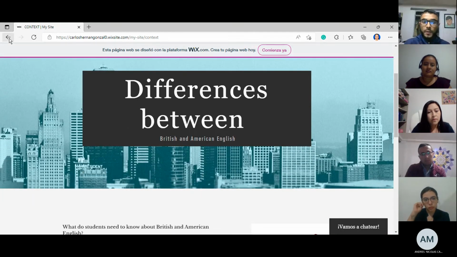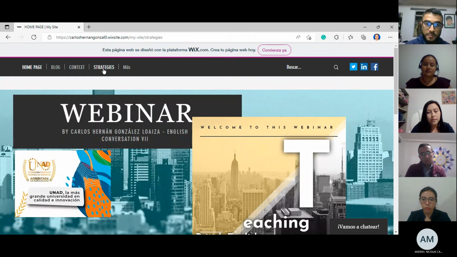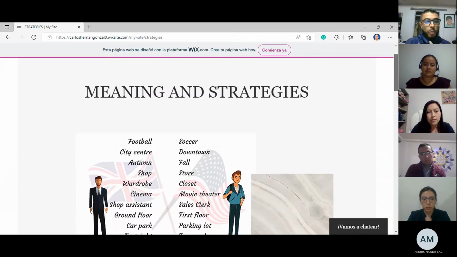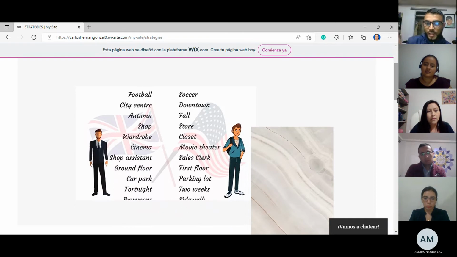Now, in the next part, you can find the strategies. How important is it for the teacher to use different strategies in the classroom? For example, what is the meaning of the different words between British English and American English? You find different expressions, slang words, or words like football and soccer, shop or store, car park or parking lot.